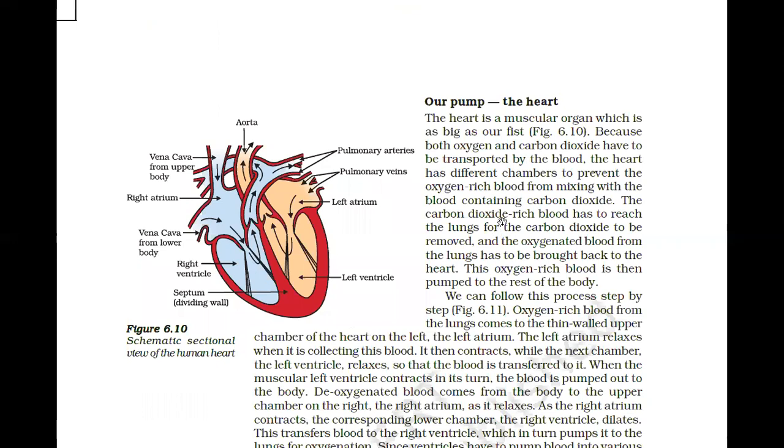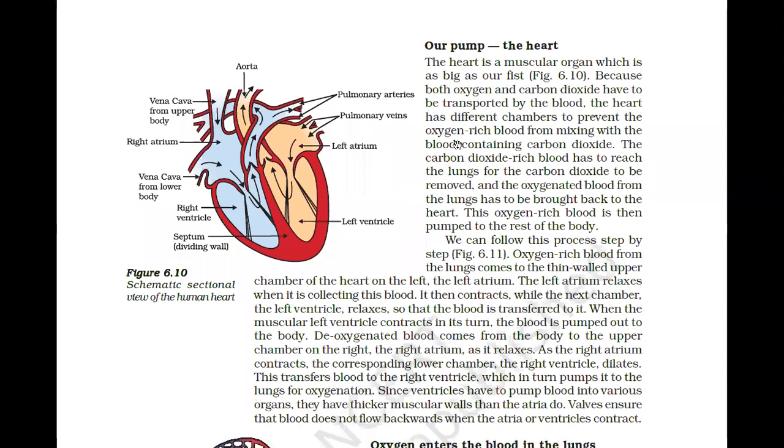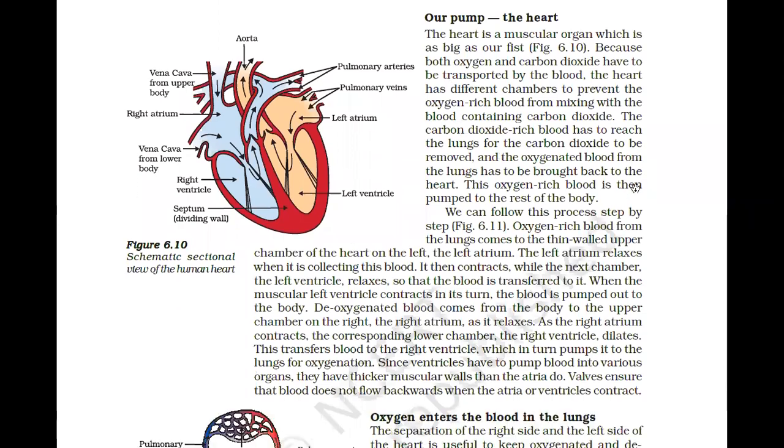Our pump, the heart. The heart is a muscular organ which is as big as our fist. Because both oxygen and carbon dioxide have to be transported by the blood, the heart has different chambers to prevent the oxygen-rich blood from mixing with the blood containing carbon dioxide. So the carbon dioxide rich blood has to reach the lungs for the carbon dioxide to be removed, and the oxygenated blood from the lungs has to be brought back to the heart. This oxygen rich blood is then pumped to the rest of the body.